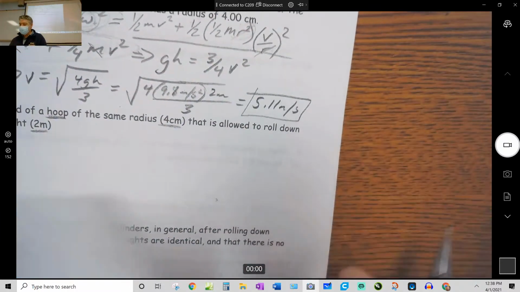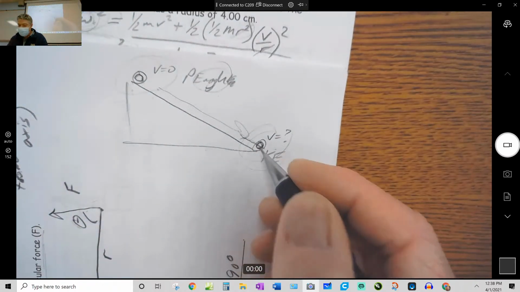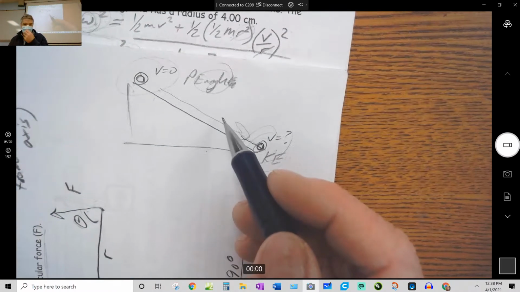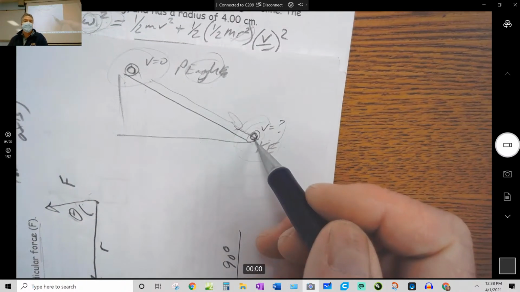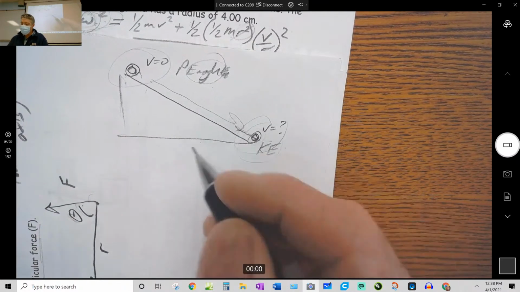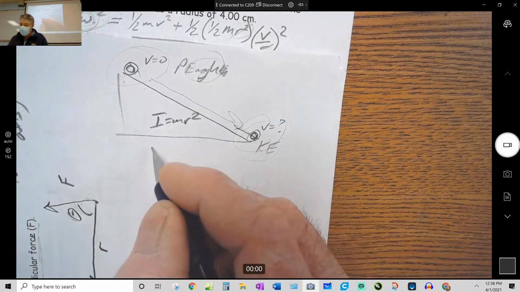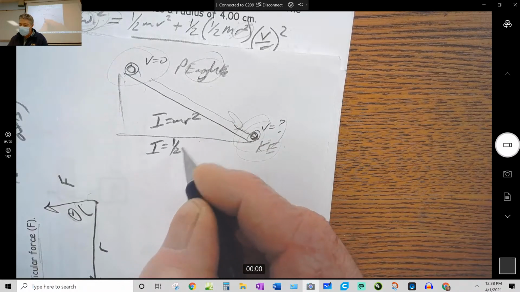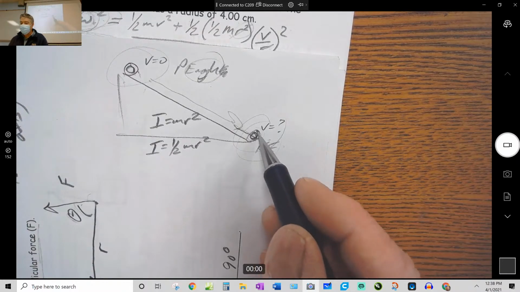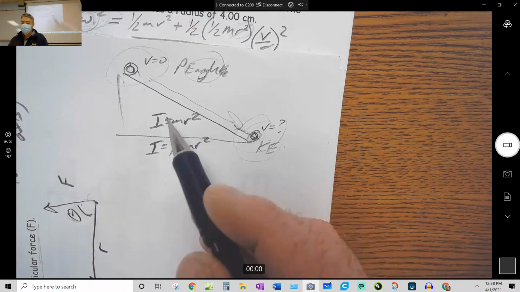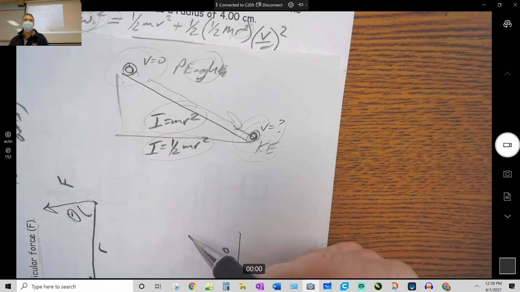So back to my picture. Now we just got this thin hoop, and everything else is the same. The only difference is this is going to have a different moment of inertia. And if this moment of inertia is mr squared, and the other moment of inertia was 1/2 mr squared, which one do you think is going to be going the fastest at the bottom? This new one with the higher moment of inertia, or the old one with the lower moment of inertia?